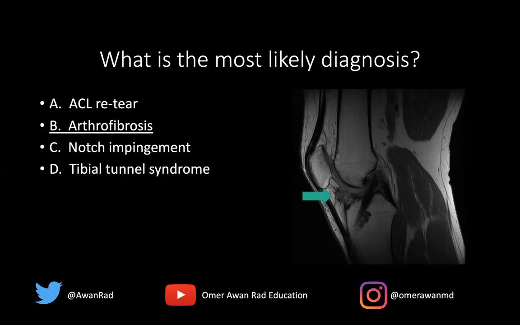So in the case of an ACL re-tear, often we'll get bone marrow edema along the anterior lateral femoral condyle, posterior lateral tibial plateau, the classic pivot shift mechanism, and you'll see discontinuity and disruption of the fibers that are coursing through the ACL graft itself. This ACL graft was completely intact. There was no tear in the ACL.